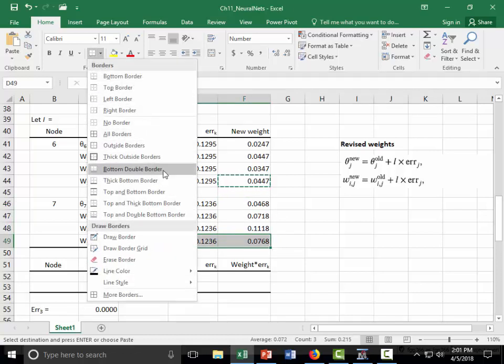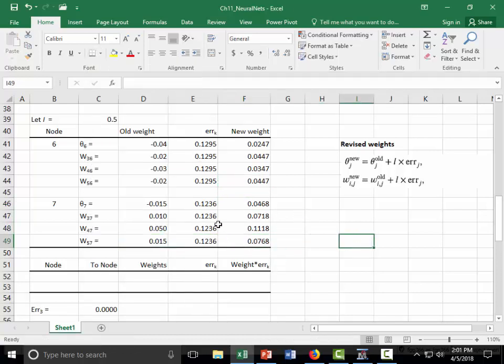Okay, let's put the border back. So these are the new weights for the arrows coming into 6 and 7, and also we have revised the bias for 6 and 7.